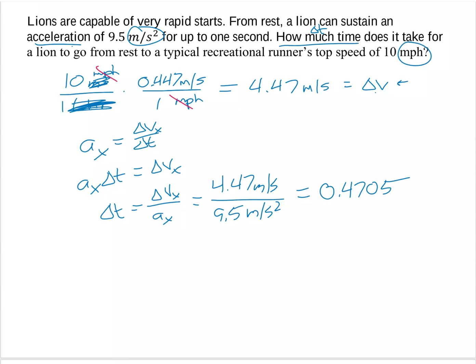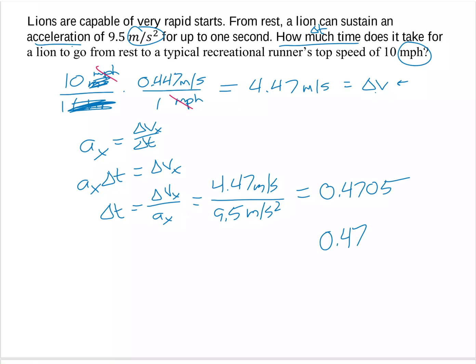But how many digits are we going to need for significant figures? 3, since 4.47? Or is it only 2 because of the 9.5, since there are two digits in 9.5? So 2 significant figures. Okay, so 0.47. But now what are the units?